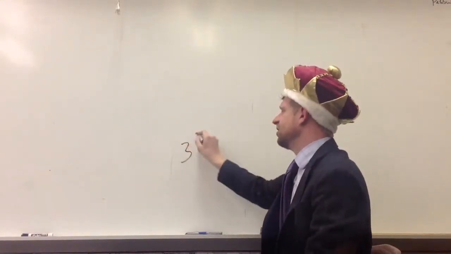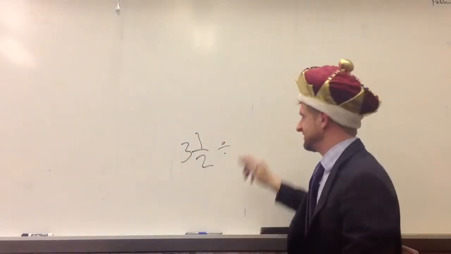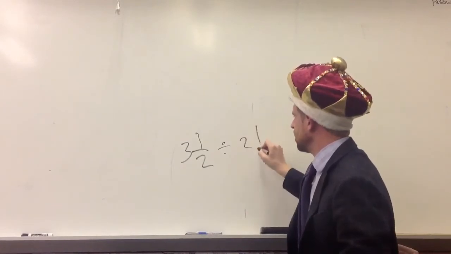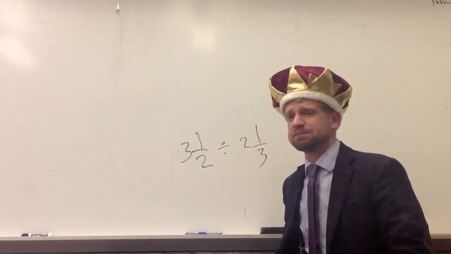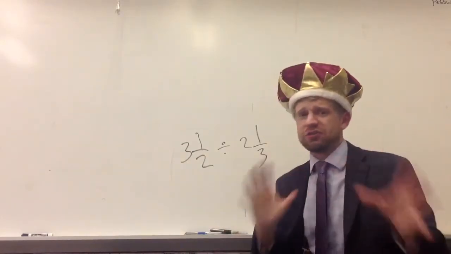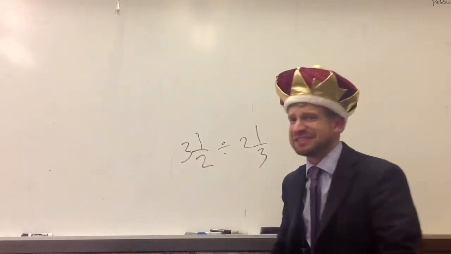So imagine I got 3 1/2 divided by, let's say, 2 1/3. It's a division problem now. Well, there's a few things. The first thing we got to look at is that we got mixed numbers. We do. We got 2 sets of mixed numbers.